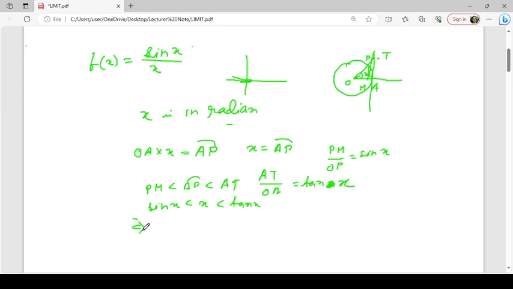Then this implies, dividing by sin x, you write here x by sin x, which is less than tan x by sin x, that is 1 by cos x.